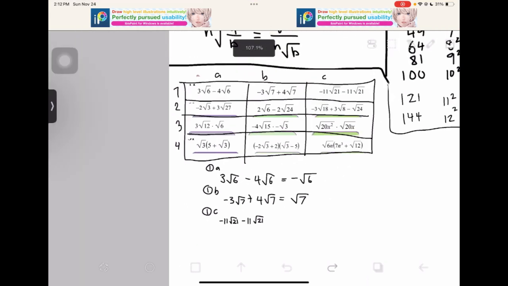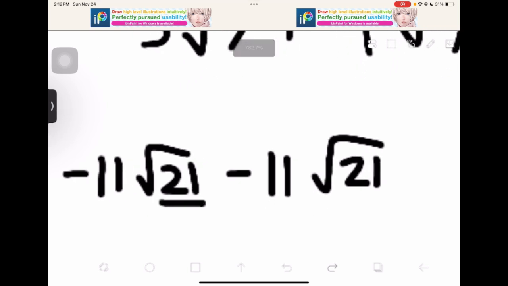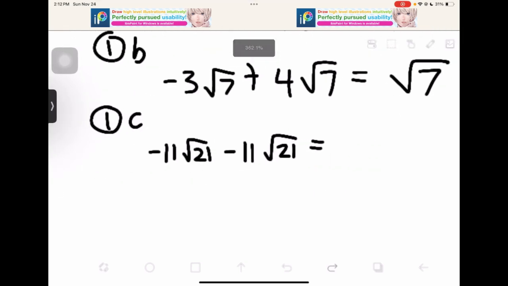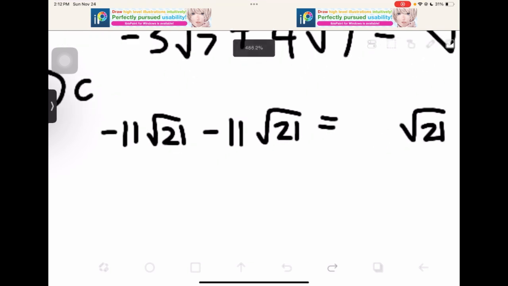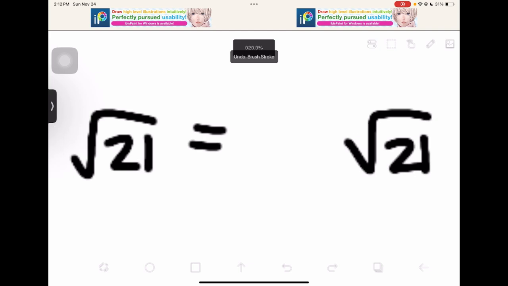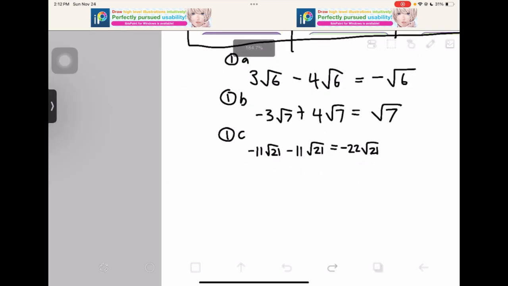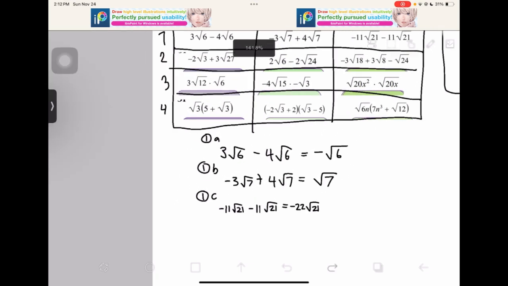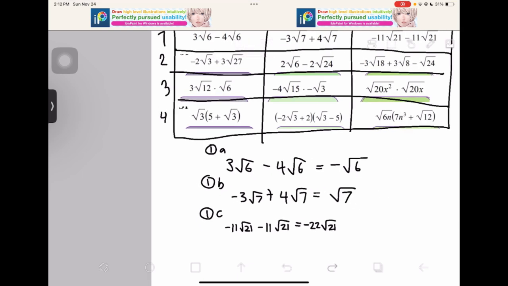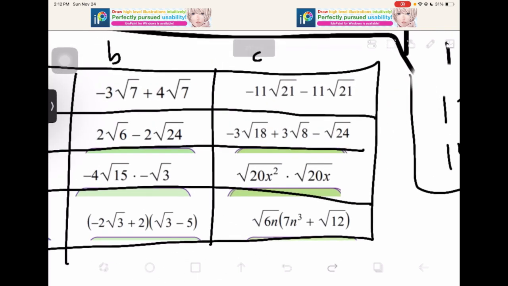So once again, same drill here. We're going to check if the numbers are the same. Check if the indexes are the same. Once we're done, we just copy the square root of 21. Then we simplify using the numerical coefficients. Negative 11 minus 11 is negative 22. Next one, let's go for case number 2. So case number 2 is just adding and subtracting once again, but this time we need to take out some of the coefficients because as you can see they're not simplified yet.